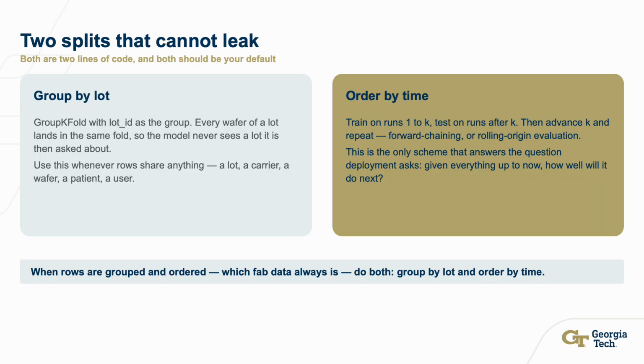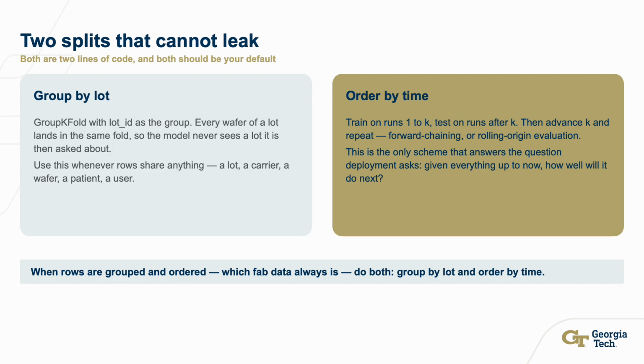Two splits that cannot leak. Both are two lines of code and both should be your default. Group by lot. Scikit-learn calls it GroupKFold. You pass lot ID as the group. Each wafer in a lot lands in the same fold, so the model is never asked about a lot that it has already seen.